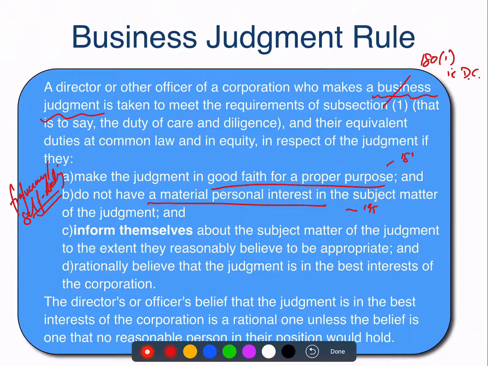Here is the real kicker for the defence, that you inform yourself about the subject matter of the judgment to the extent you reasonably believe to be appropriate. Okay. So what do you have to do? Well, if it's a big bet-the-company decision, you would expect a director or officer to take a great deal of care and diligence. If it's a small matter, not so much. Again, there's a changing line here about the care and diligence, but the key is that directors need to be informed about the decisions that they make. And there must be some rational basis for believing it's in the best interests of the company. Okay. So if you do that, you will have satisfied your business judgment rule. Be informed. There's a rational link between your decision and the long-term interests of the company.